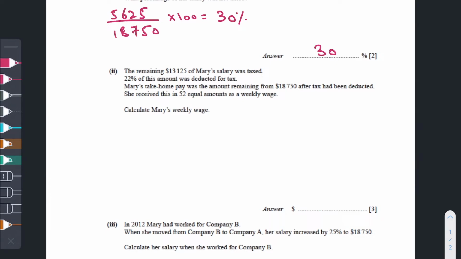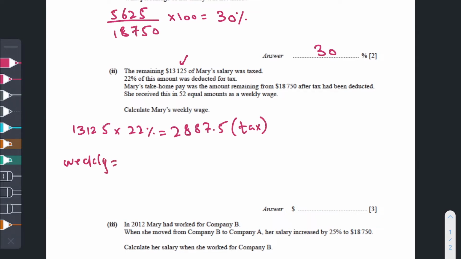Calculate Mary's weekly wage. The first thing you have to do is, since this amount of $13,125 is taxable, you multiply this by 22%. When you multiply this, you get $2,887.5. This is the amount of tax that she has to pay. Now, in order to find the weekly wage, all you have to do is subtract this amount from $18,750. That's the total amount she gets.